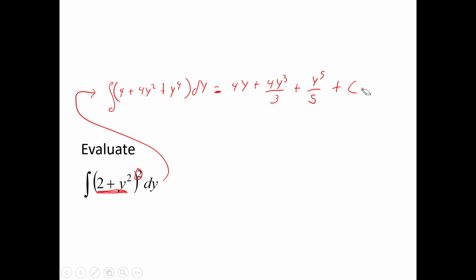And so the very first thing that you do with this is apply some algebra, right? 2 plus y squared, you just square that out: 4 plus 4y squared plus y to the fourth. And now it's all squared out. Now we can find the antiderivative easily. Find the antiderivative of each piece. The antiderivative of 4 is 4y. The antiderivative of 4y squared is 4y cubed divided by 3. Add 1 to the exponent, divide by the exponent, plus c.